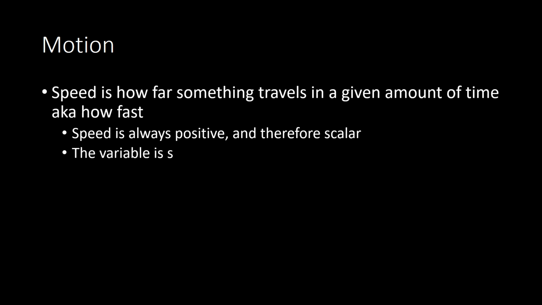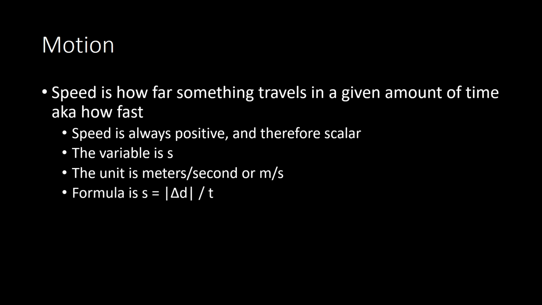The variable for speed is a lowercase s. The unit for speed is some form of distance divided by some form of time. Most often we're going to see meters per second, but we could see miles per hour, kilometers per hour, feet per minute, any type of distance unit divided by any type of time unit.